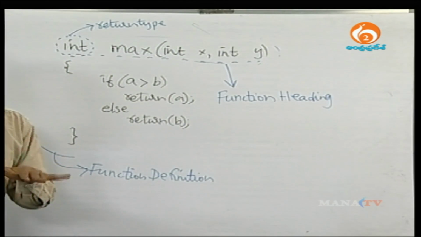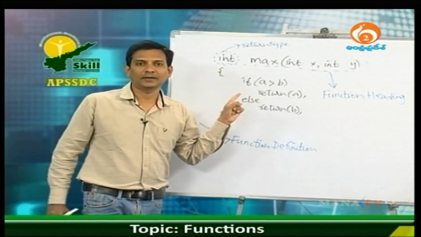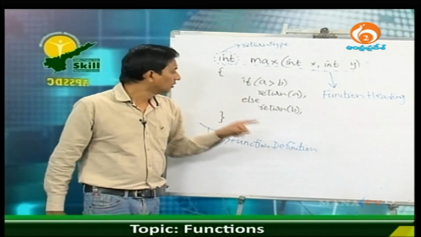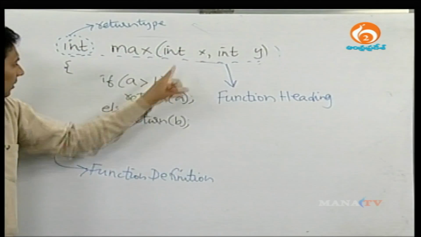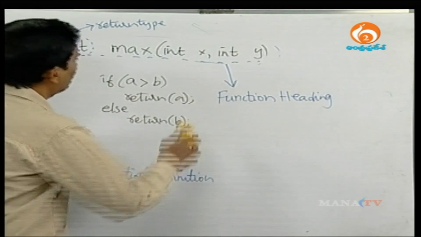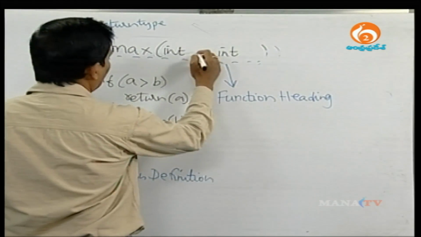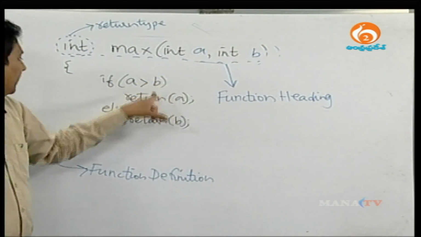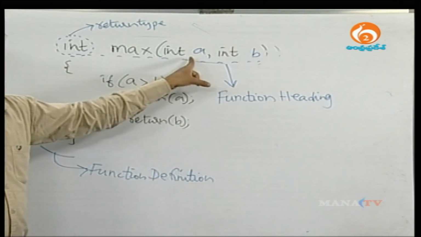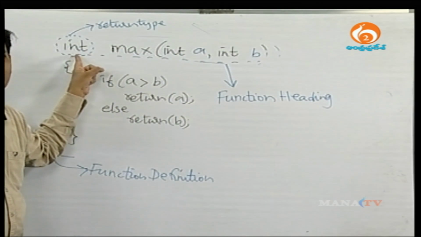If I am not returning anything, the return type should be void. So here I am returning an integer value. Here a comma b, sorry, a comma b. Here a and b are of type integers, so the return type is integer.